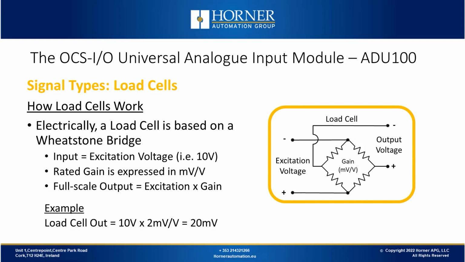Electrically, a load cell is based on a Wheatstone bridge, and all the little resistors are individual strain gauges. The way a Wheatstone bridge works is that you have excitation voltage, which is the input voltage for the circuit, which could be 10 volts. So that 10 volts of excitation will excite the circuit, and then based on the gain of the load cell or the Wheatstone bridge, the output voltage will be generated. The gain varies by load cell, but it's usually around 2 or 3 millivolts per volt. The magnitude of the output of a load cell is going to be the excitation voltage times the gain. So in the case of a 10 volt excitation and a 2 millivolt per volt gain, you're going to end up with a full scale output of 20 millivolts.